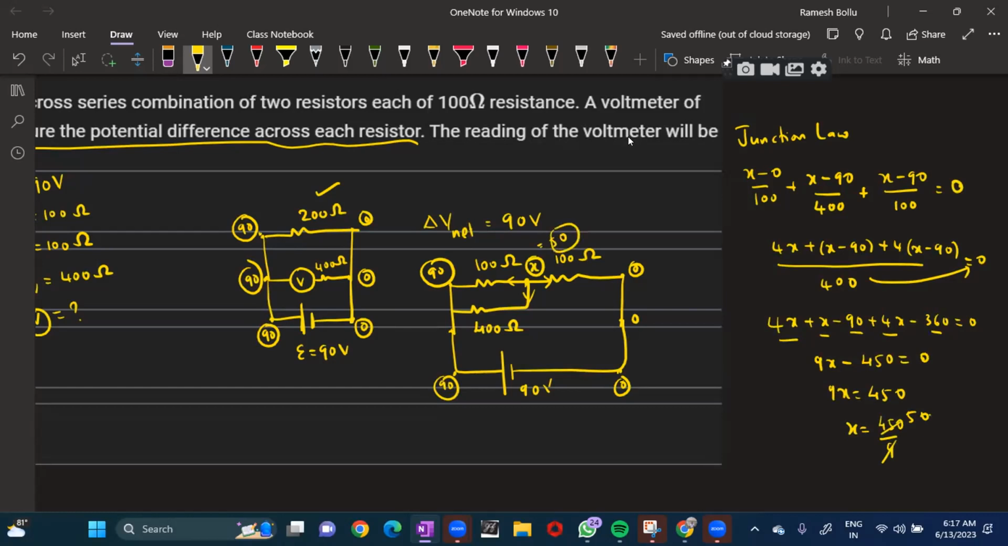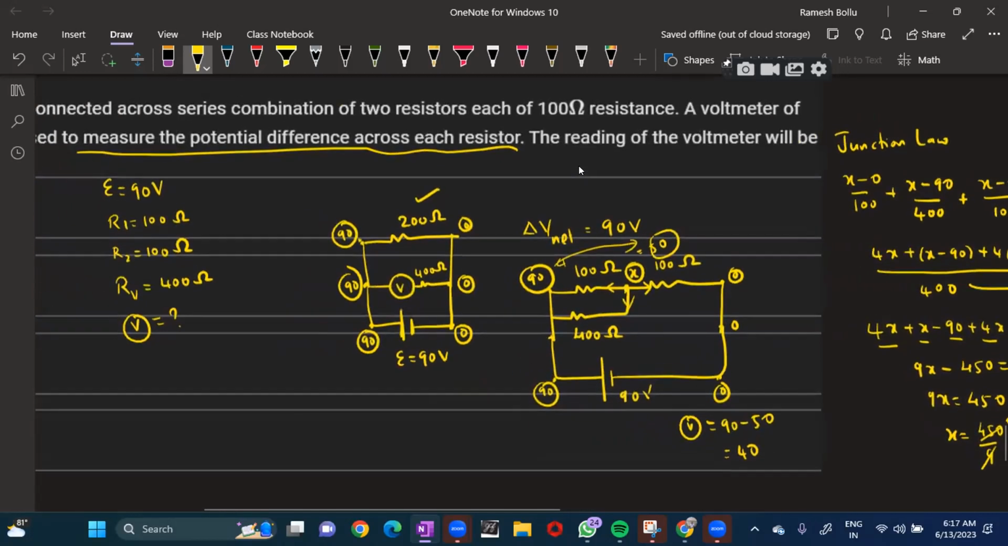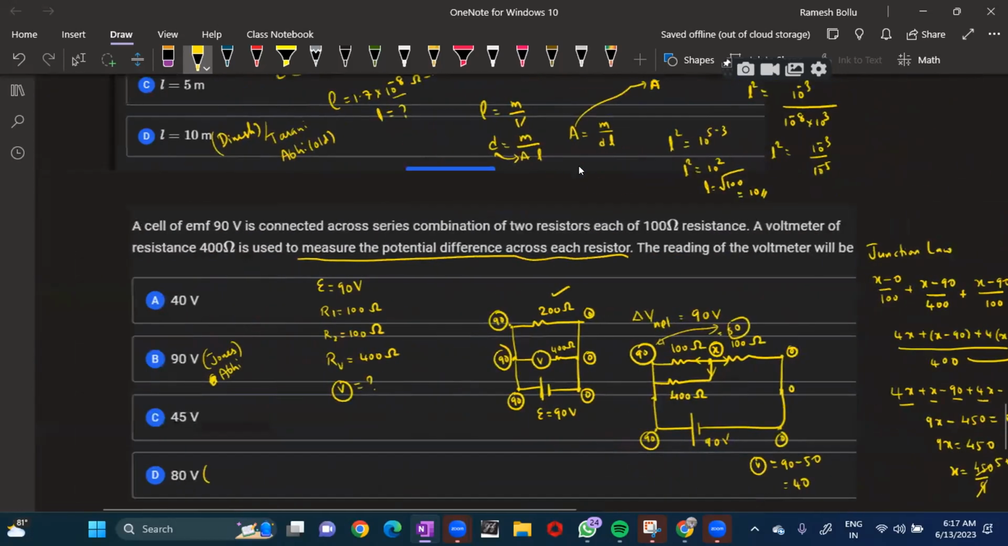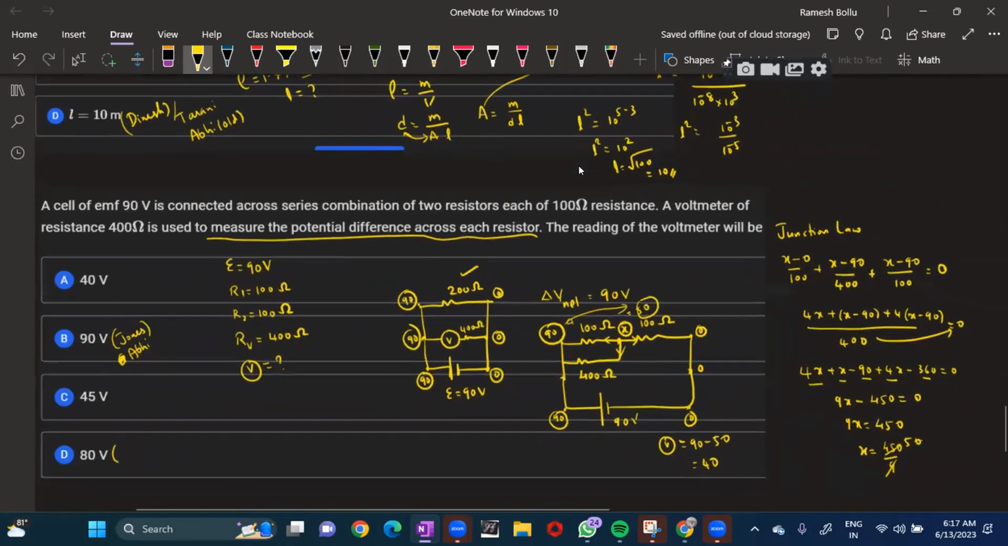Successfully we found it. Now tell me, what is the voltage drop measured by the voltmeter? 90 minus 50 only. So 40 is your answer. So option A is the correct answer. Okay, it's a mind bending question. Good question.